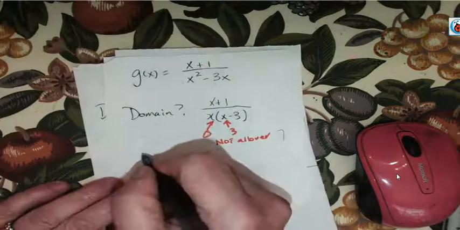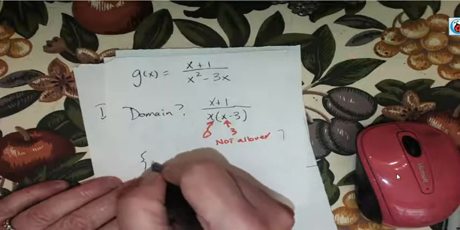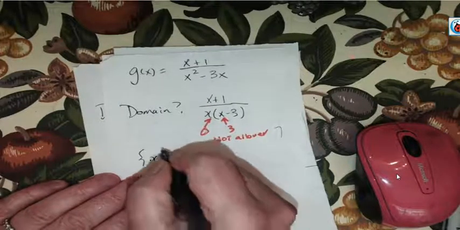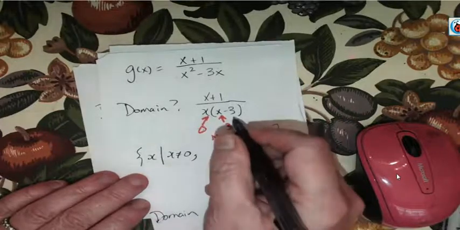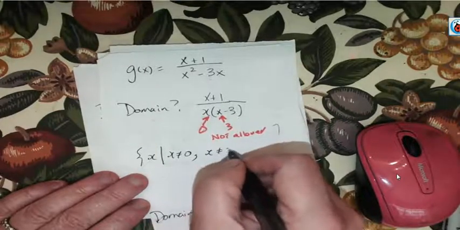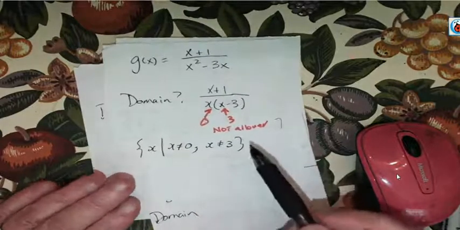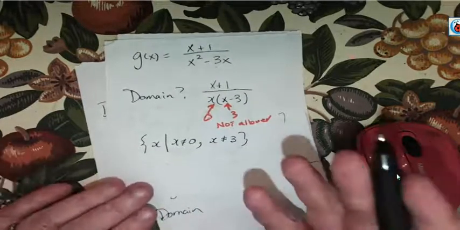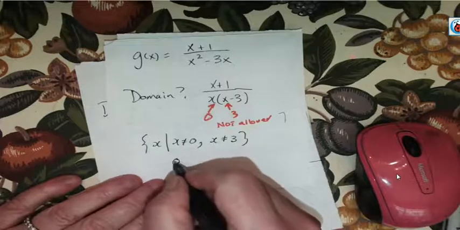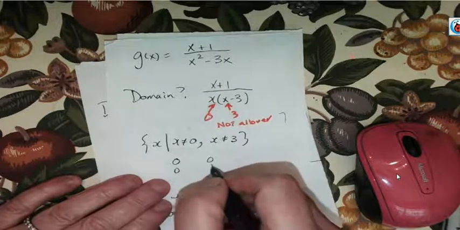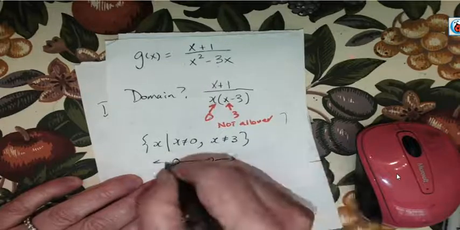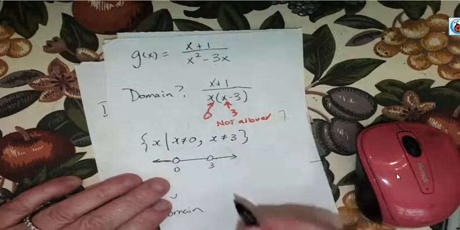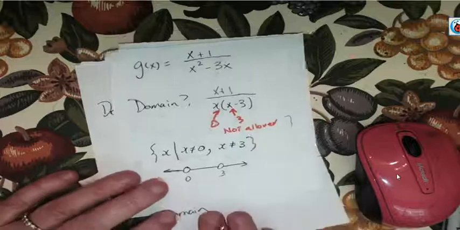So what's the domain? The domain is the set of all x values such that x is not equal to 0 and x is not equal to 3. It can be anything except 0 or 3. If we were going to show that on the number line, we would leave the 0 and the 3 out. But anything else that's in the black is just fine.